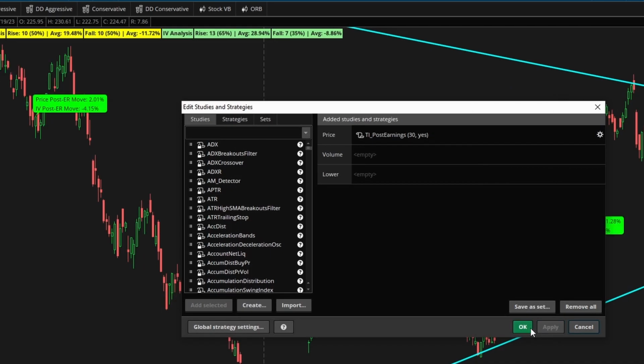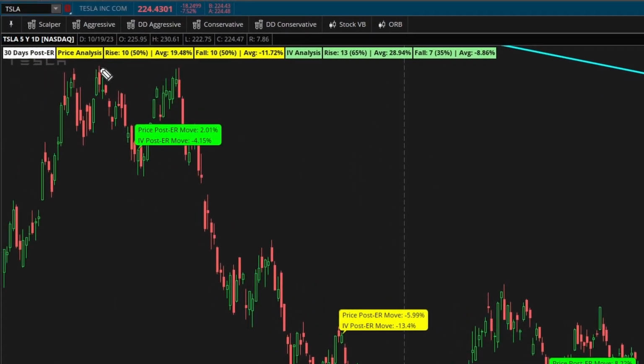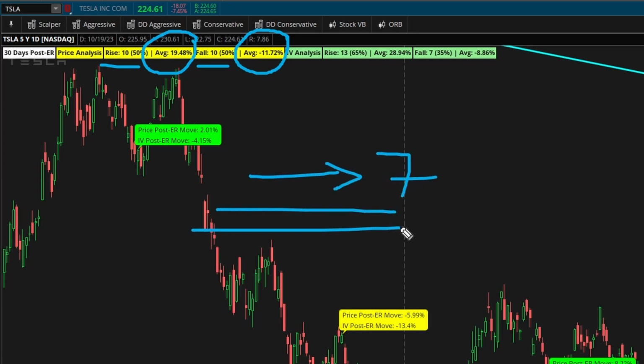Now let's see what happens as we up this from 14 days after earnings to 30 days after earnings. Now 30 days after earnings, we can see this number comes right back down to 50-50. The average move, 19.48% to the upside, 11.72% to the downside. So now it's doubled, but if we really take a look at that first 7 day period, that's where we tend to see a lot of that major oomph, if you were to look at it that way.